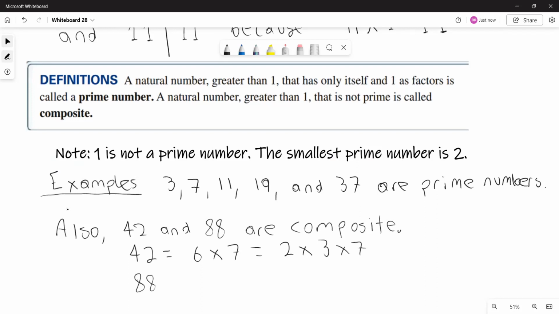And 88 has divisors other than 1 and 88. One way to write this is 8 times 11. So 8 and 11 are divisors, or any combination. If we write 8 as a product of prime numbers, that's going to be 2 times 2 times 2 times 11. And from there, we can get something like 4 times 22 or 2 times 44. So those are a few possibilities.